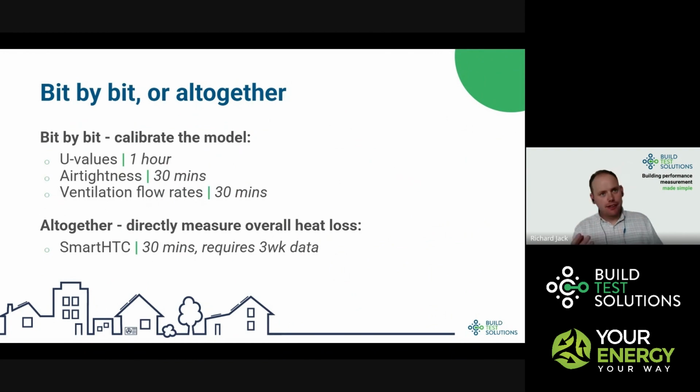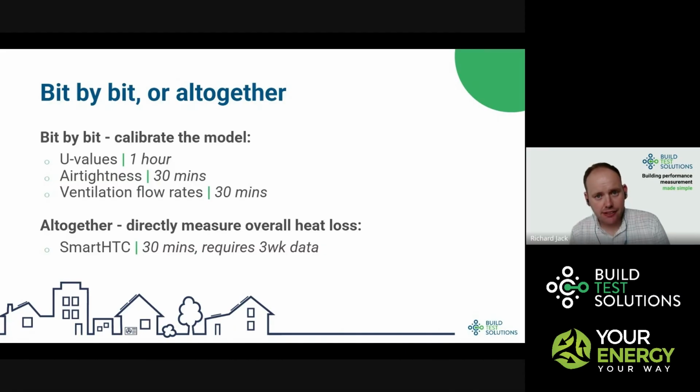So I think in layman's terms, I decided to say you could either measure it bit by bit, or you could measure the heat loss altogether. So when you do bit by bit, you think about each of those assumptions that you've made in your heat loss calculation. And instead of assuming what the performance is, measure it, plug it into the heat loss calculation, and you're calibrating your model to match real life. So the things we could measure there would be U values. U value measurement takes each element. So if you wanted to do a floor, a wall, a roof, and you had one kit, you'd be talking about 3 hours of measurements. Or if you had several kits, you could reduce your time.